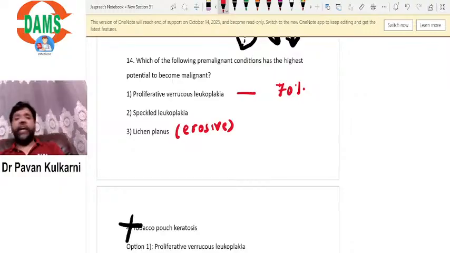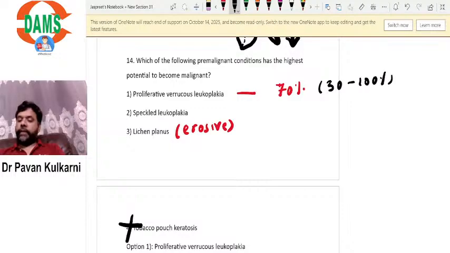And you should be very careful. You have to educate the patient. There is a high risk that those white patches can get transformed into malignancy. So the malignant transformation rate is very high, around 70%. Sometimes you should remember the range and the average. The range is 30 to 100%. Sometimes even 100% of the cases will have malignant transformation. Range is 30 to 100, and the average malignant transformation rate is 70% in case of PVL.